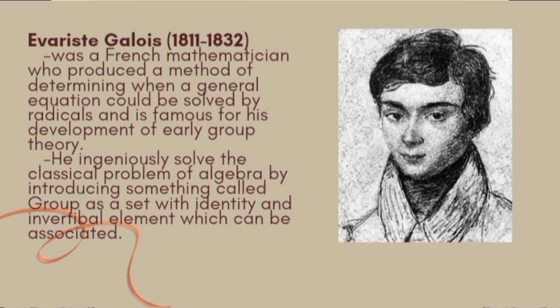Évariste Galois, 1811-1832. He was a French mathematician who produced a method of determining when a general equation could be solved by radicals and is famous for his development of early group theory. He ingeniously solved the classical problem of algebra by introducing something called a group, a set with identity and invertible elements which can be associated.